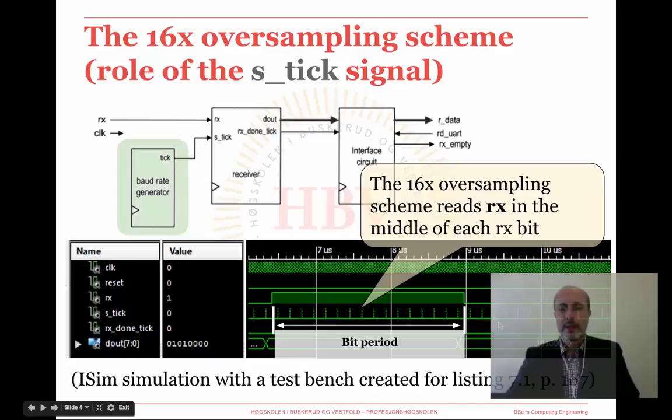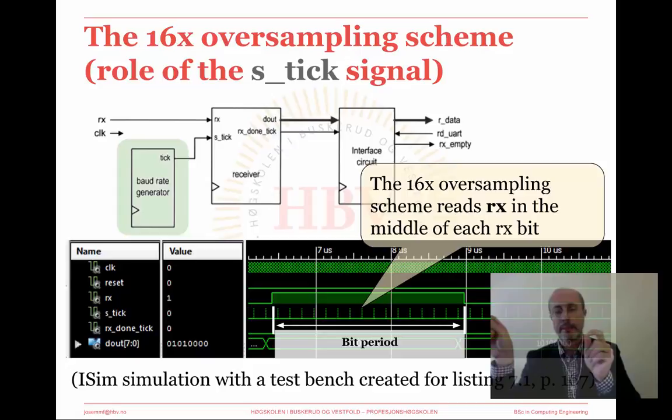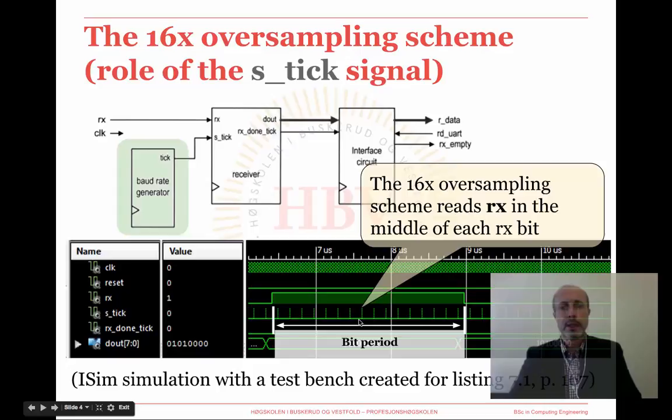Well, in practice, what happens is that upon the detection of the start bit, we count 8 sampling ticks to identify the middle point of that start bit. And from there on, we count 16 sampling ticks to identify the middle point of each bit that we want to read. And these will, of course, comprise the data bits, the parity bit, if it exists, and also the stop bit. I recommend you to pause the video for a moment at this slide and look at these waveforms to realize the importance of the sampling tick in the overall operation of the UART receiver.